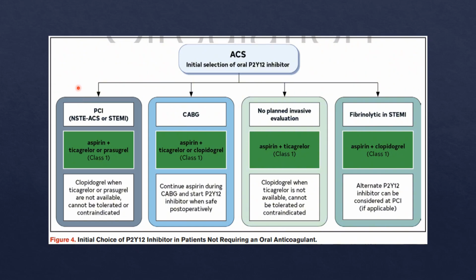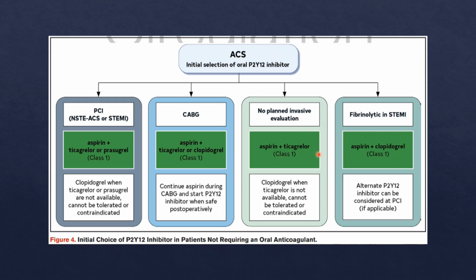Patients who have undergone CABG after ACS must get aspirin or ticagrelor or clopidogrel, and continue aspirin during surgery and start P2Y12 inhibitor when safe post-operatively. So CABG patients with ACS get ticagrelor or clopidogrel after the CABG. And in those in which no planned invasive evaluation is planned, they can get an aspirin with a ticagrelor, and those with fibrinolytic therapy should get an aspirin and clopidogrel.